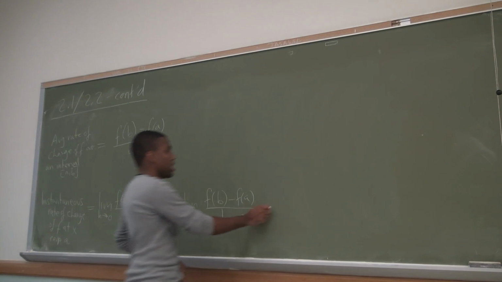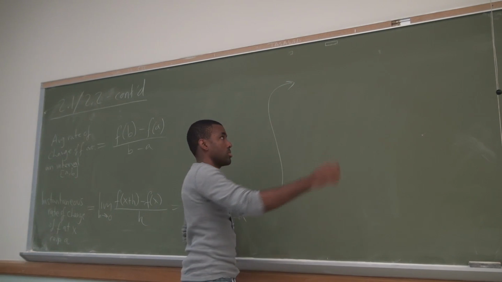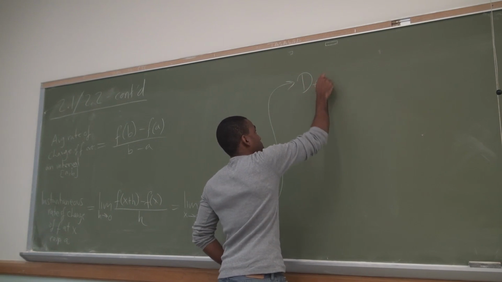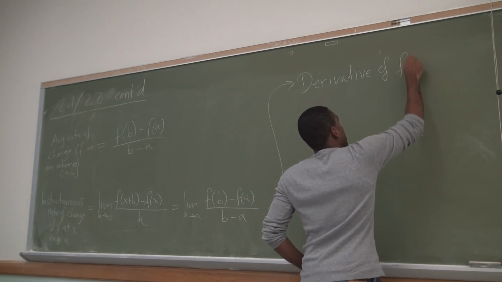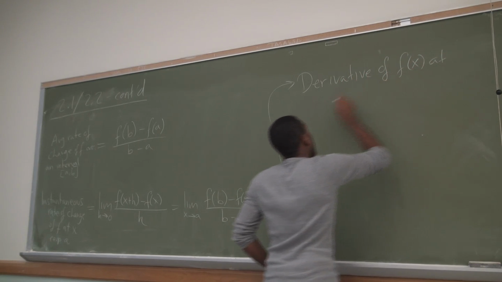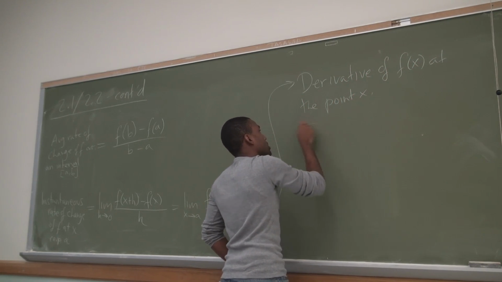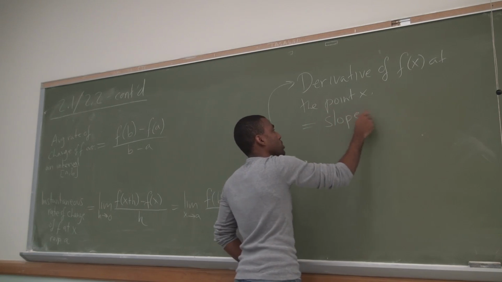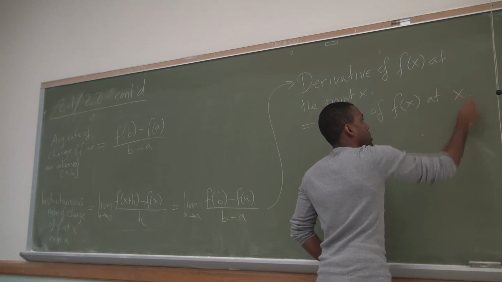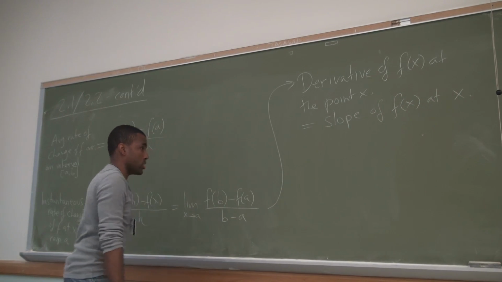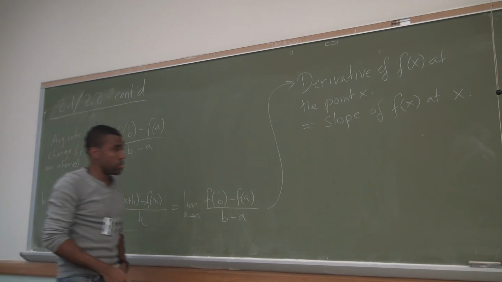This guy, what did we call it? Derivative. It's equal to the slope of the graph at the points of x. Or it's called the instantaneous rate of change. Okay. So that's what we covered. We did some examples.